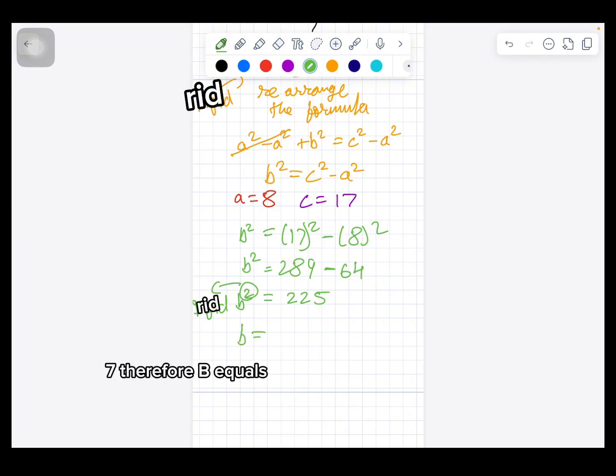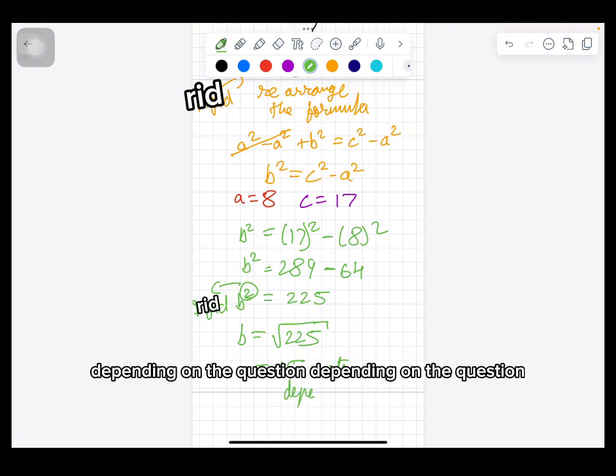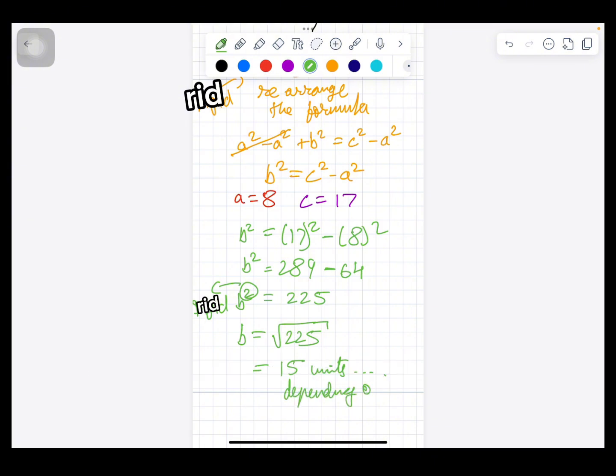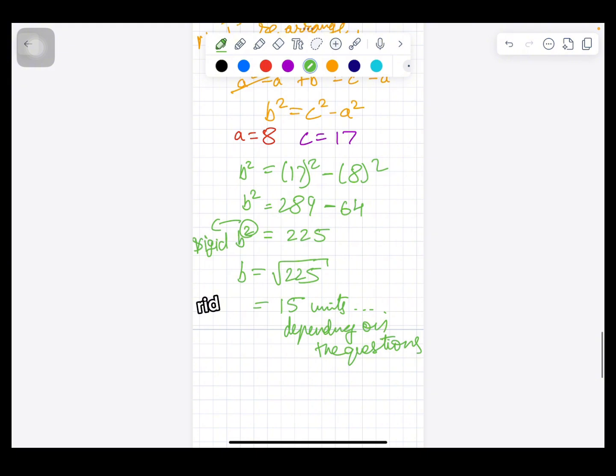Therefore B equals root 225, and if we put it in the calculator, that's basically 15. 15 units, or whatever it is depending on the question. You have to put that at the end, because some teachers deduct marks for it.